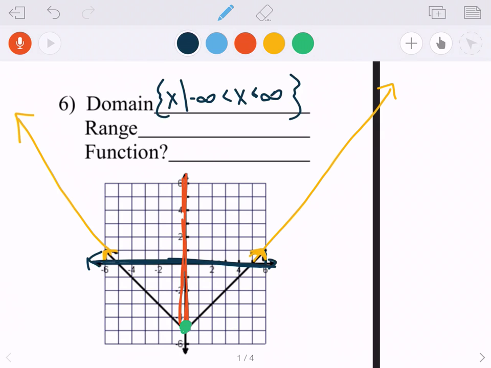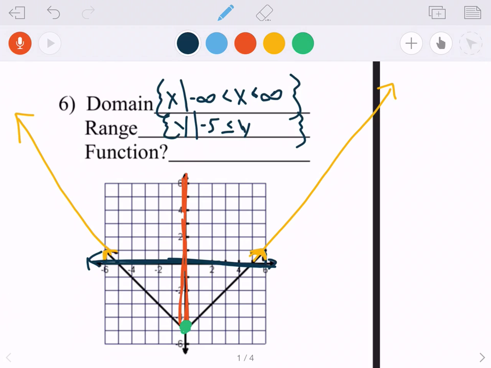So when I'm writing my range, again, it's going to be in set builder notation. Notice how I have a y instead of an x because range, those are my y values. So y equals negative 5 is the lowest point on this graph. So that means that y has to be greater than or equal to negative 5. That's what I have right there.